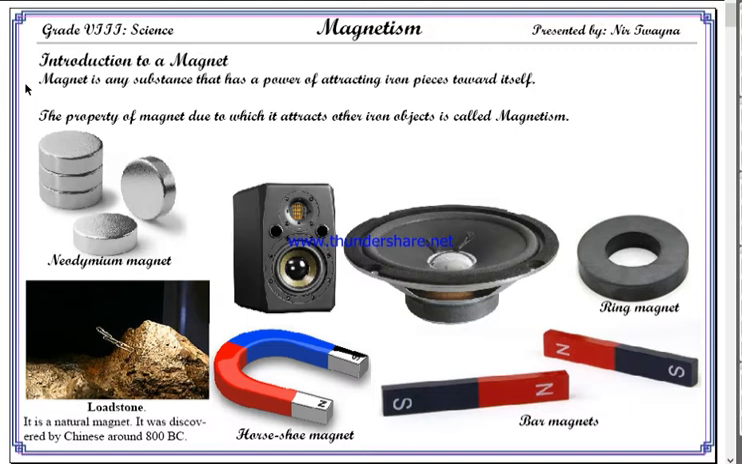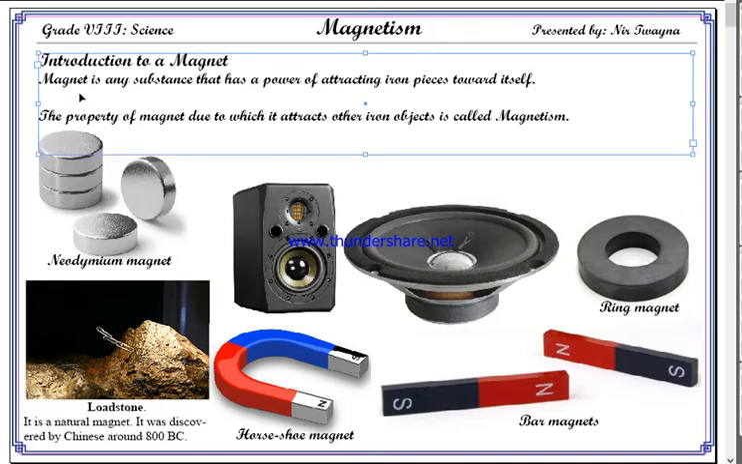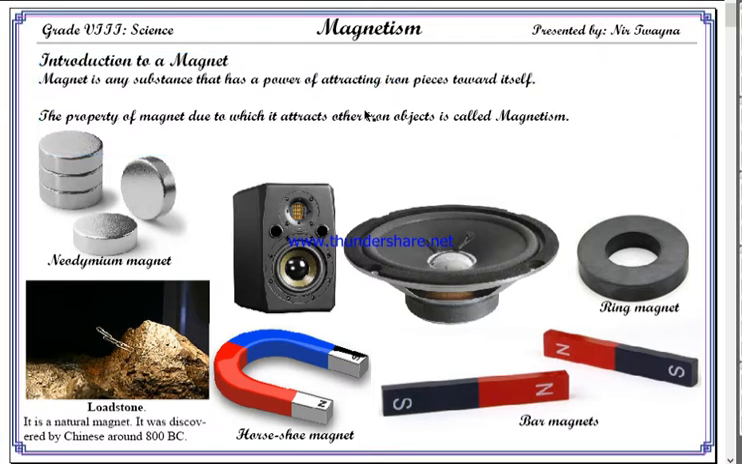Alternately, you can try to bring it closer to an iron nail. If it attracts the iron nail, then it is a magnet. If it does not, then it is not a magnet. So basically, a magnet is any substance that has the power of attracting iron pieces toward itself.